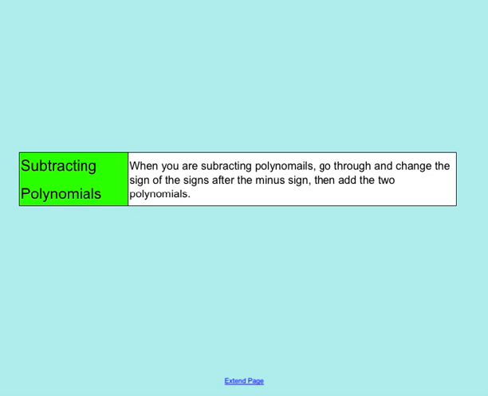All right, so let's take a look at this next one, subtracting polynomials. When you're subtracting polynomials, you're going to go through and change the signs of everything after the minus sign. So there's going to be a minus sign, and a parenthesis that follows. So you need to change everything after the minus sign. Okay, so let's take a look at what that's going to look like.